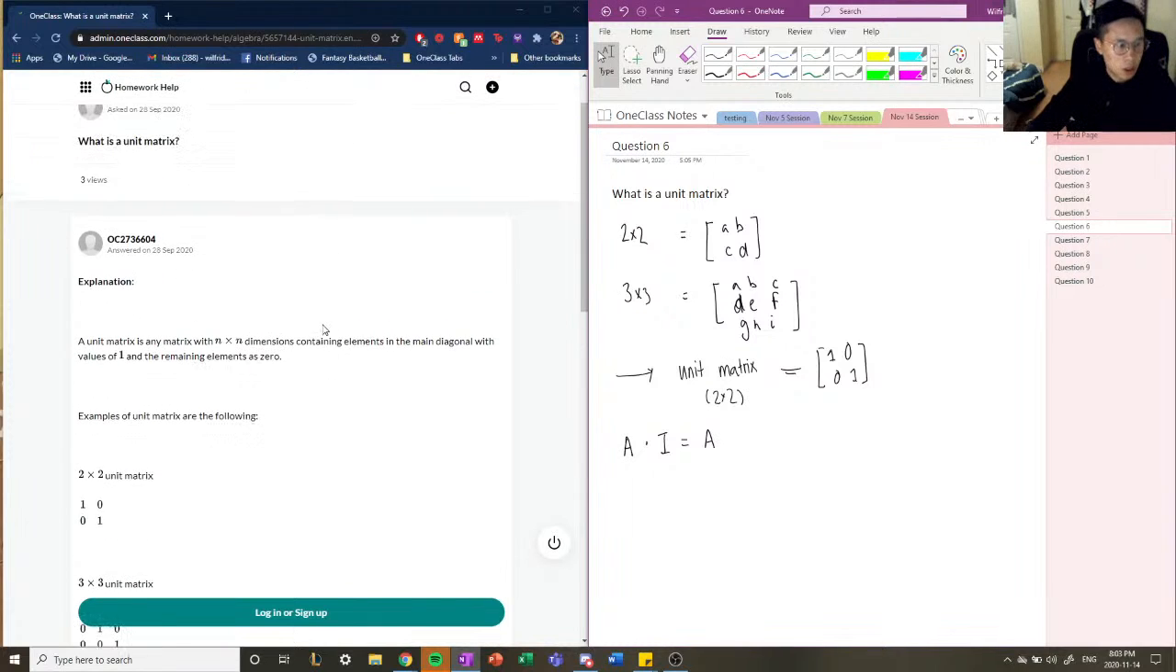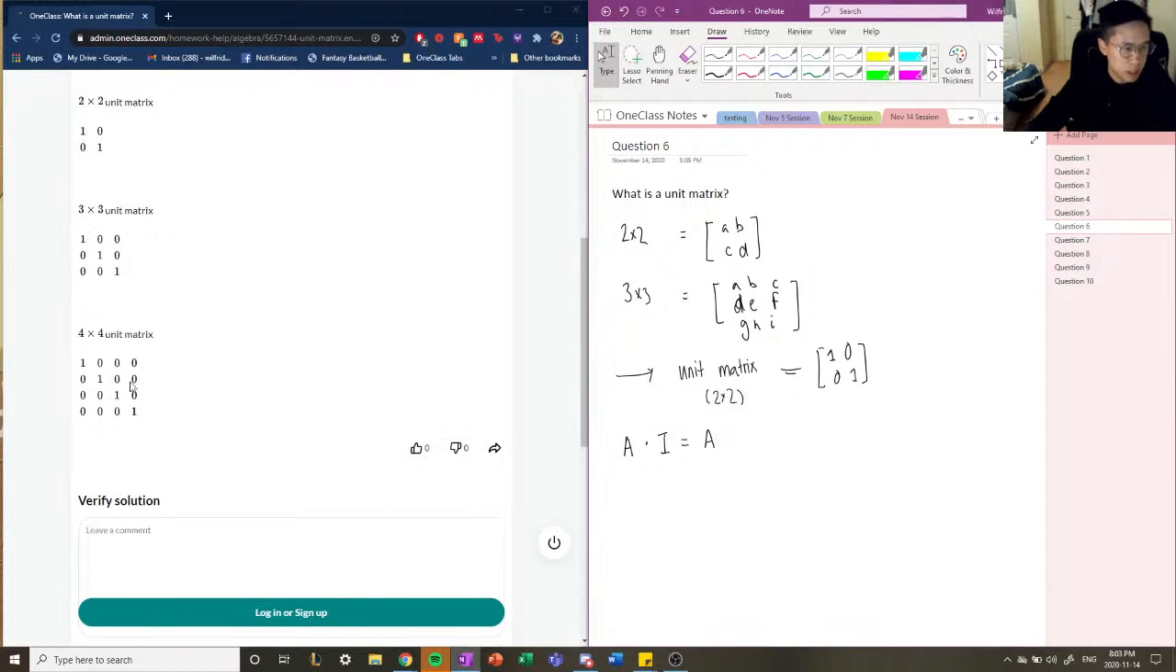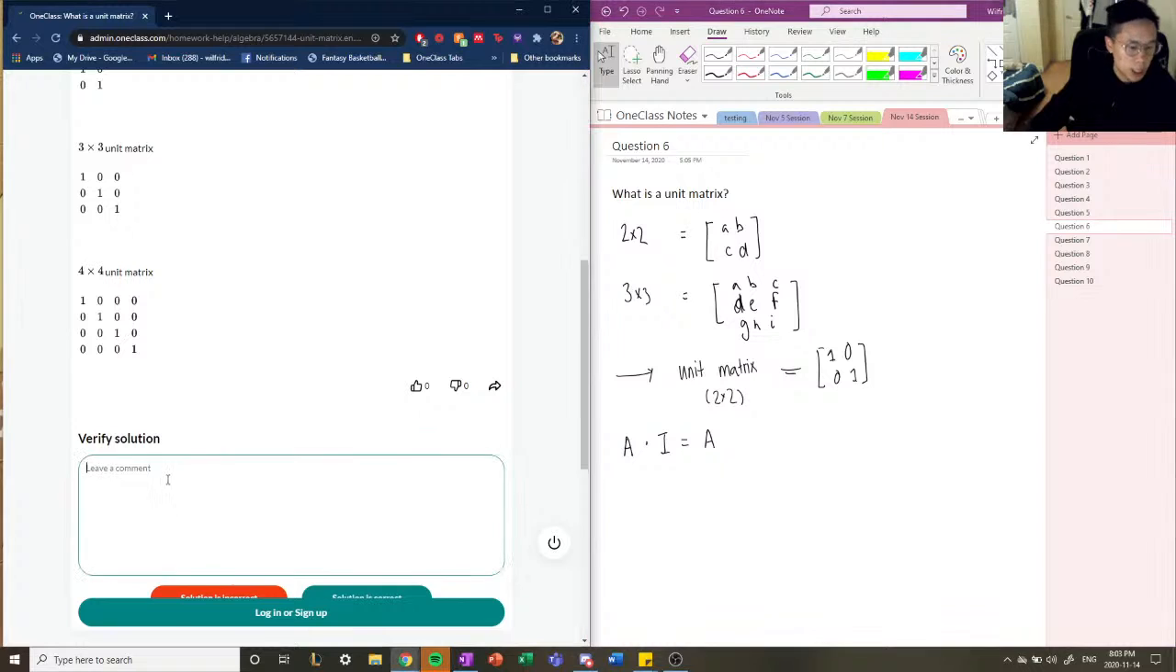Okay, so the junior tutor provided us with some examples of unit matrices. The one needs to be on the diagonal, and it needs to be a square matrix, because without a square matrix, there's no main diagonal. So this solution is correct. Cool.